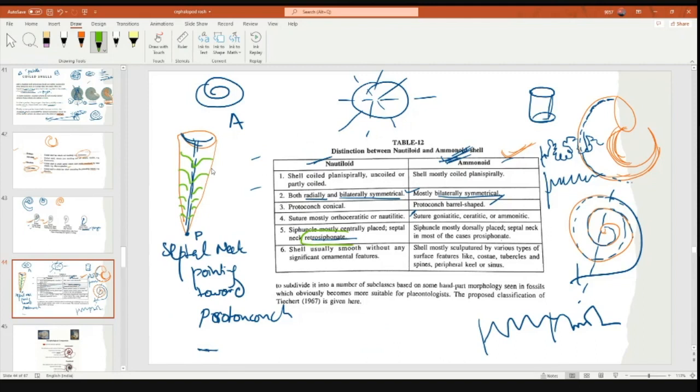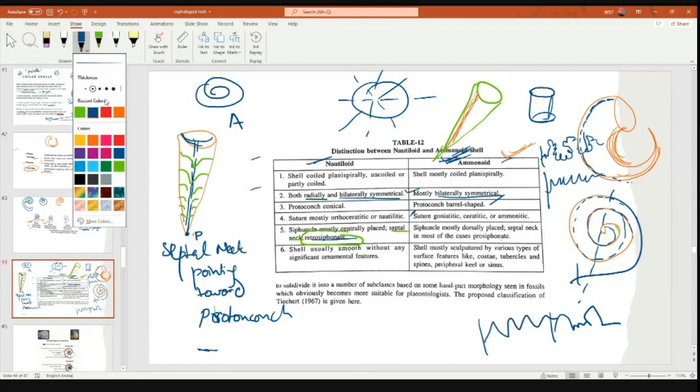Retrosiphonate means the septal neck is pointing towards the protoconch, and here the septal neck is pointing straight, but they are not straight, remember. So these are the marginal, not central. Okay, so you have to draw also marginal. This will be the siphon.